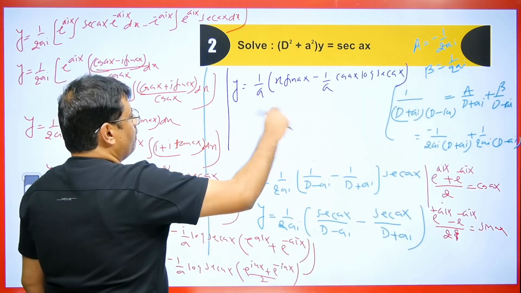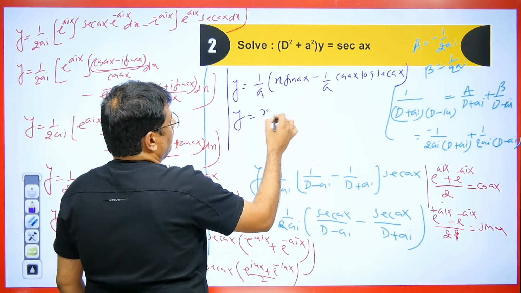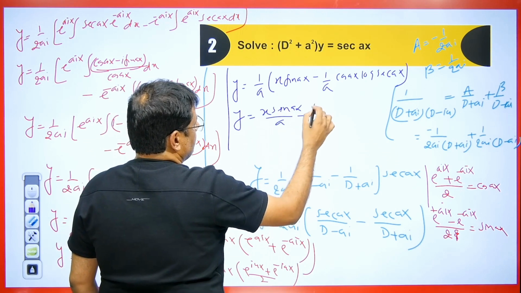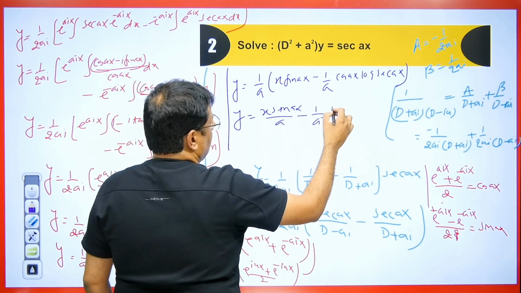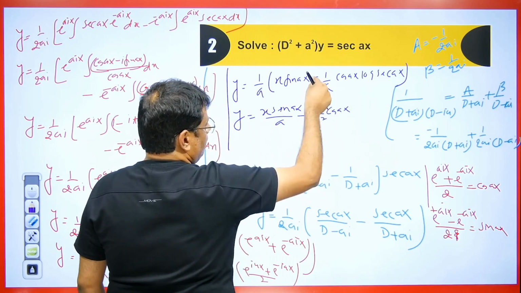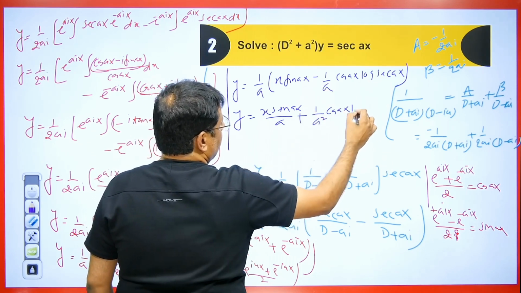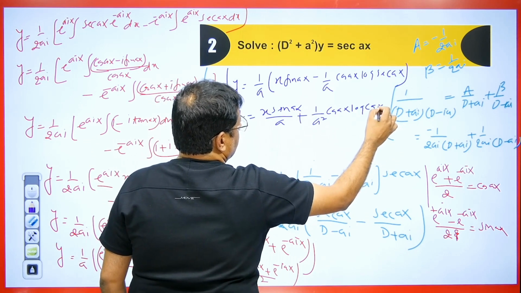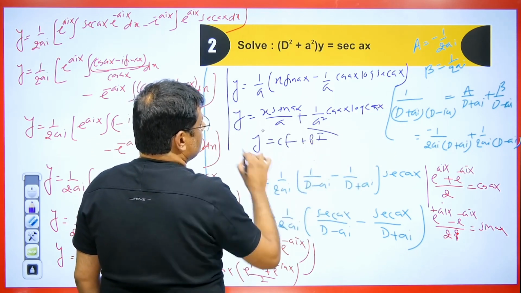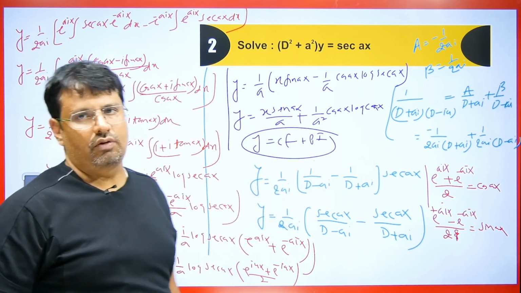So students, we will multiply this 1 upon a, so y is equal to x sin ax upon a, and minus 1 upon a square cos ax, and sometimes we get log cos here. If we get cos, then this minus changes to plus. So you can write log cos ax, and the final answer of this will be y is equal to cf plus pi. This way, we can solve questions like this very easily.